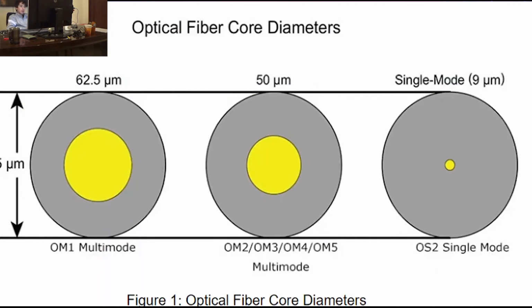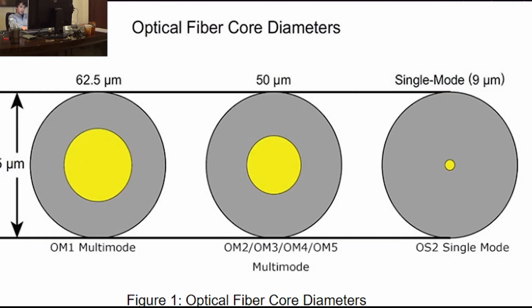So here's a picture of the core. So you can see in single mode, multi-mode, and OM1 multi-mode, you can see the diameters, how they differ apart. Okay, uses and applications. I'll be talking about where we use optical fiber.